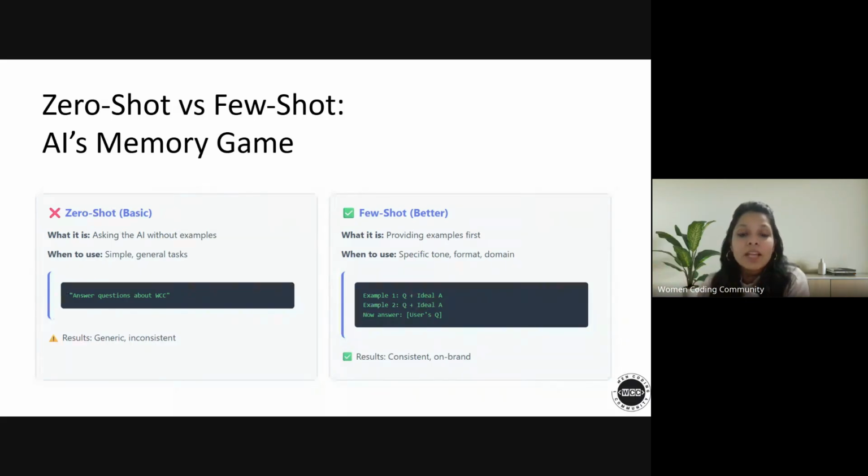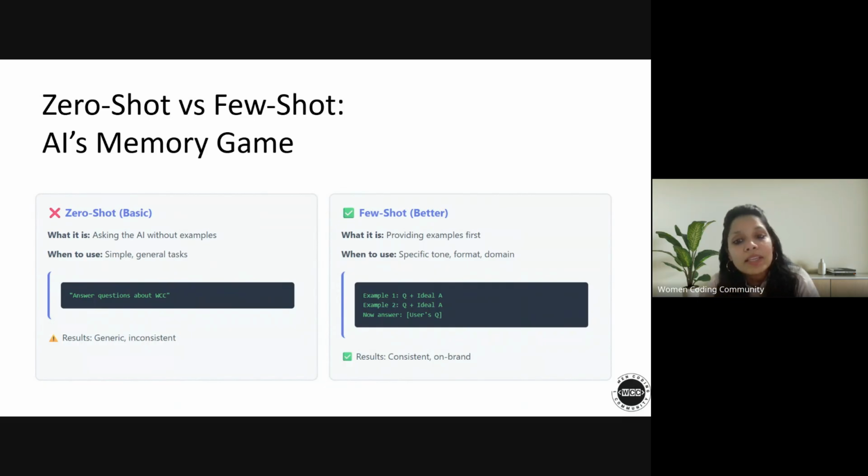And whenever somebody asks you a question about what a WCC program is, then you can refer: we run certain programs like mentorship, mock interviews, CV clinics, and so on. So if you are giving certain examples and you try to ask those questions again, it will be consistent. It knows where I need to get the information from and how I need to present it.